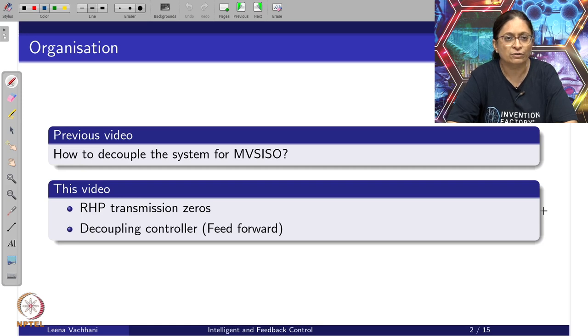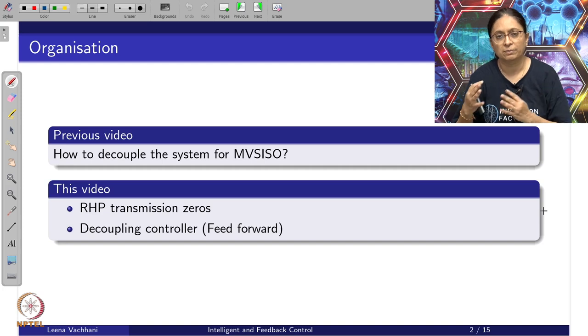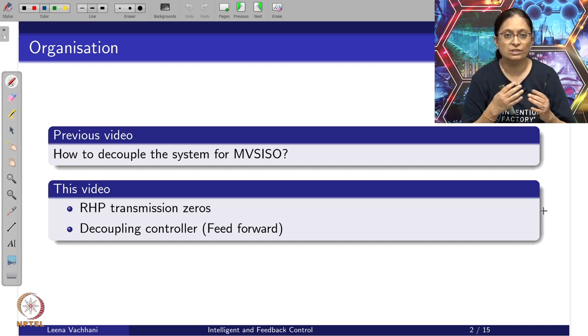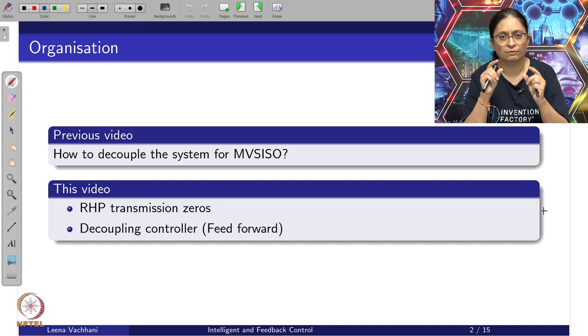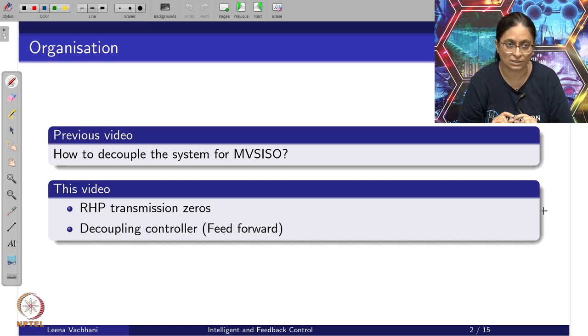In the previous video, we looked into decoupling the system for MVC, for multivariable SISO method, especially when we are looking into multiple inputs and multiple outputs. We looked into decoupling the system by pairing the input and output, which particular input is affecting which particular output, and can we then consider them under multiple single input, single output systems, so that we can have very structured individual control loops sitting in for individual SISO subsystems.